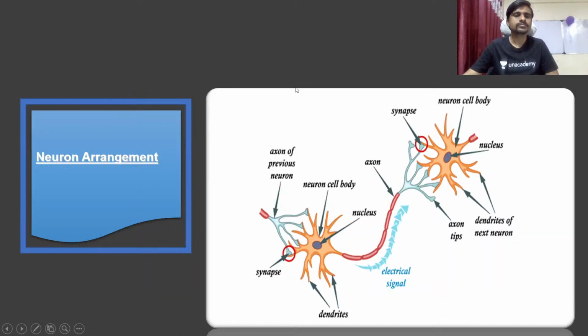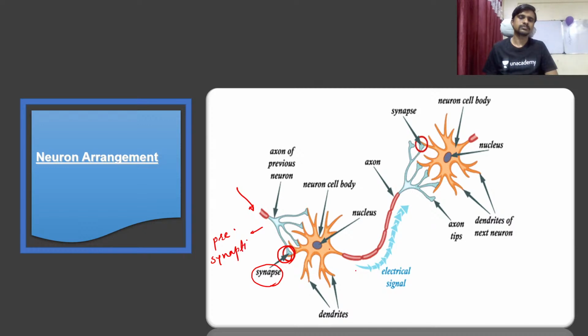Okay, after that is the neuron arrangement. So the arrangement of neurons inside of a body is like this. This is your synapse here. This is the nucleus of the next neuron. For example, the signal is coming from here. So this neuron is called the presynaptic neuron. And this neuron is called the postsynaptic neuron.